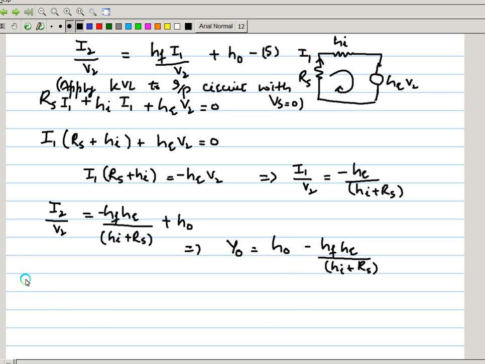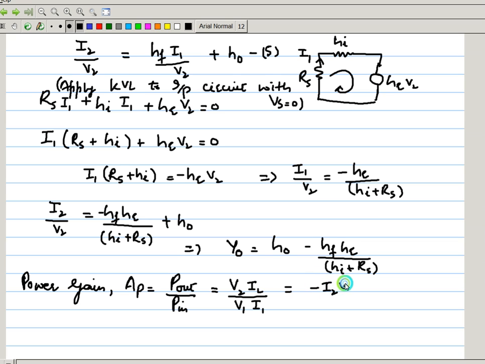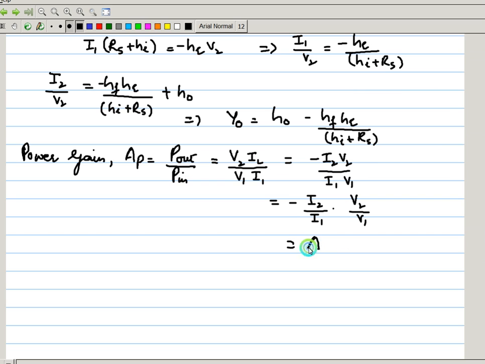And now the last circuit parameter, which is the power gain. Power is obviously V into I, and the power gain is given by the output power by the input power, AP, that is P out by P in. P out is the output voltage multiplied by output current, and P in is the input voltage multiplied by the input current. We can write it as minus I2 V2 over I1 V1, because in place of IL I can write I2. So this will be minus I2 by I1 times V2 by V1. I2 by I1 is our current gain AI, and V2 by V1 is our voltage gain AV.